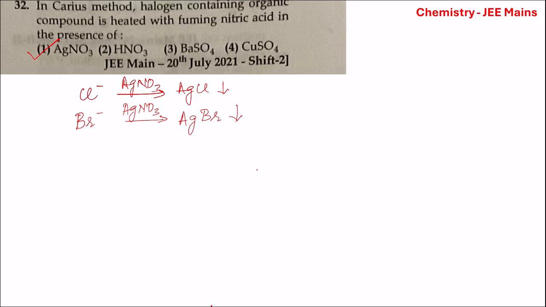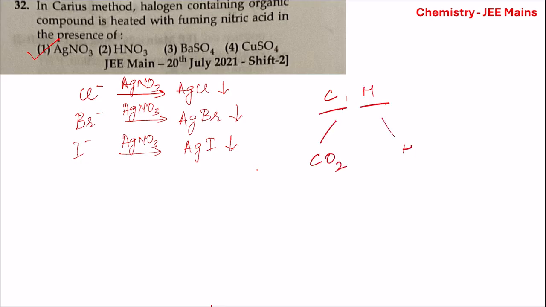If the halogen ion present is iodide, then in the presence of AgNO3 a yellow precipitate of AgI will be formed, and the carbon and hydrogen present in the organic compound, carbon changes to carbon dioxide and hydrogen changes to H2O.